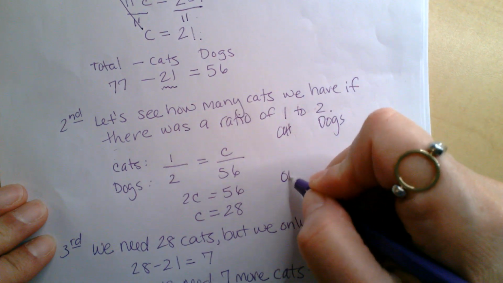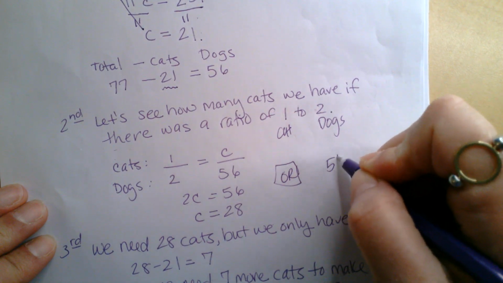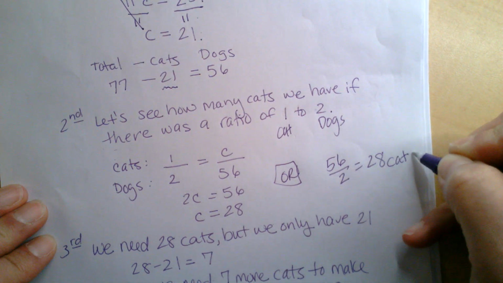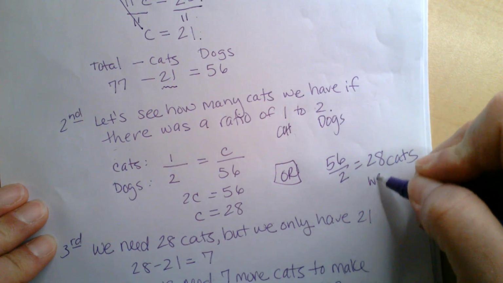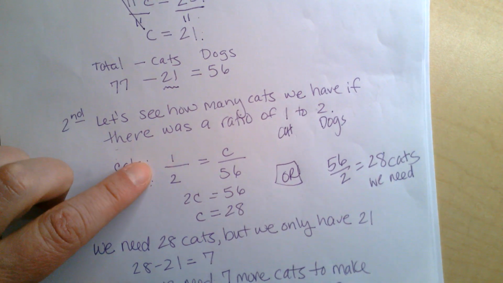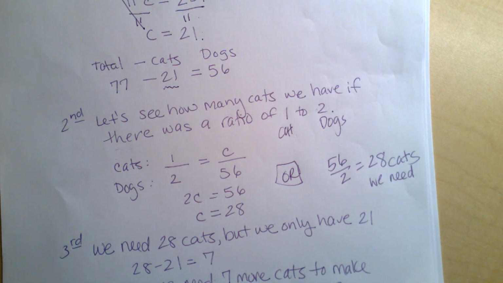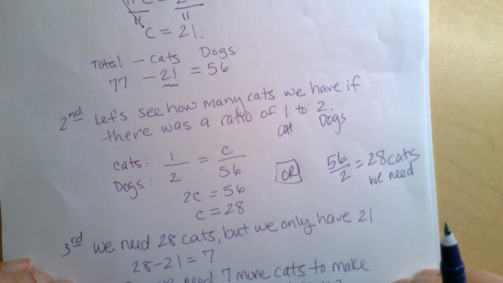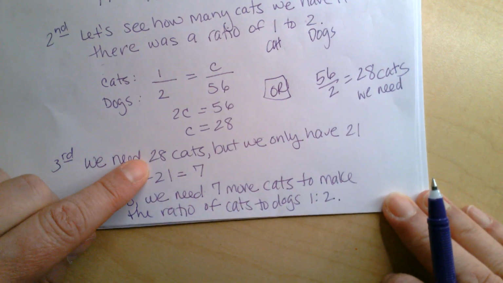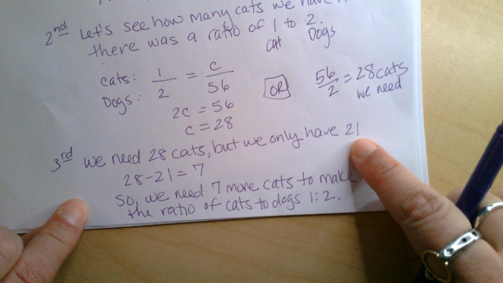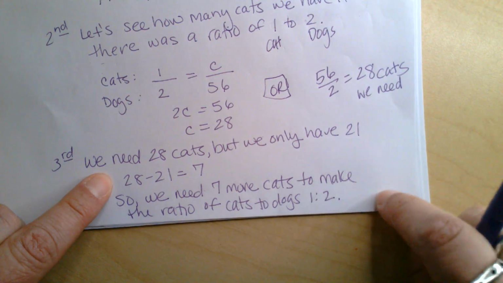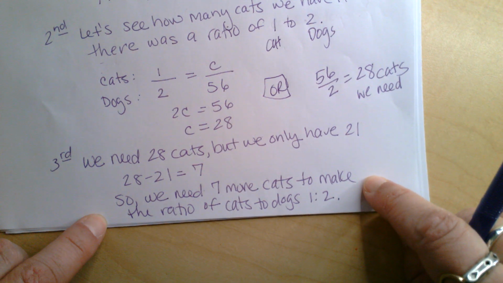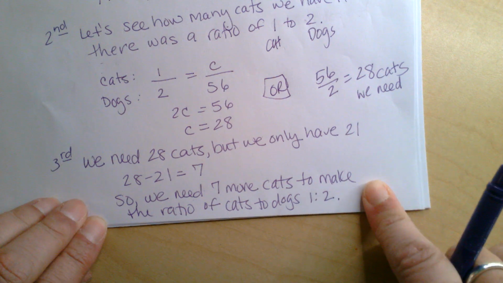Now, you could have just divided 56 by 2 and got 28. And that's how many cats we need to have that ratio of 1 to 2. So either way works, however you want to think about it. But let's go back because they ask, how many more cats do we need? So we need 28. We only have 21. So 28 minus 21 is 7. So we need 7 more cats to make the ratio of cats to dogs 1 to 2. Okay, that was number 1.